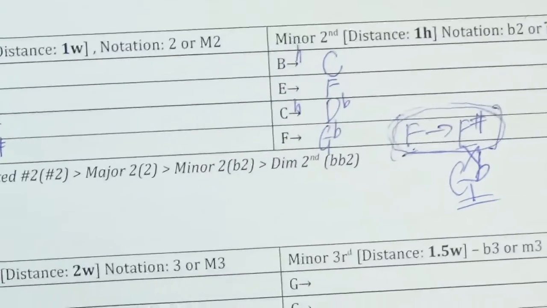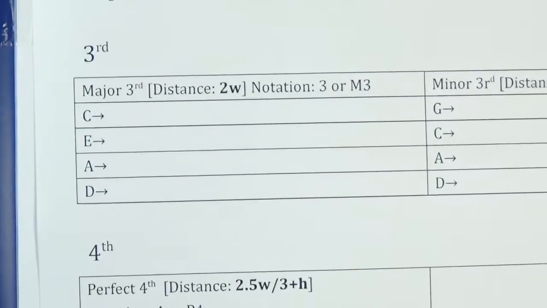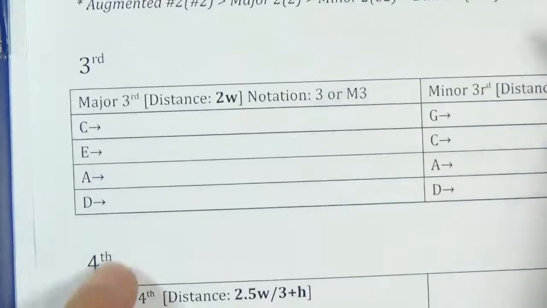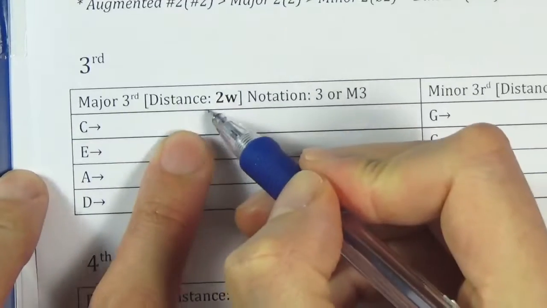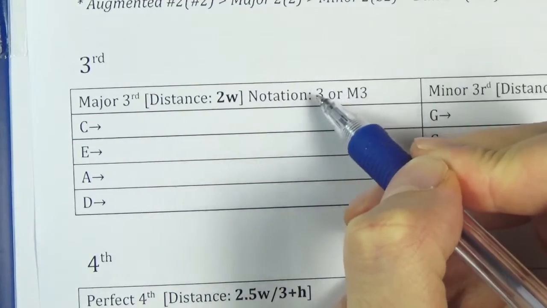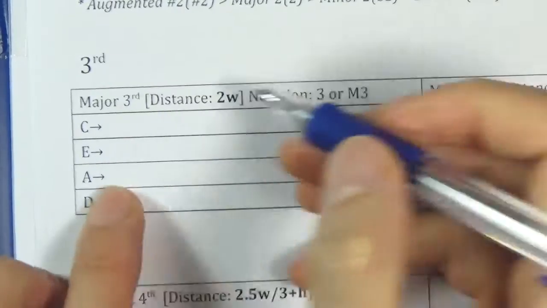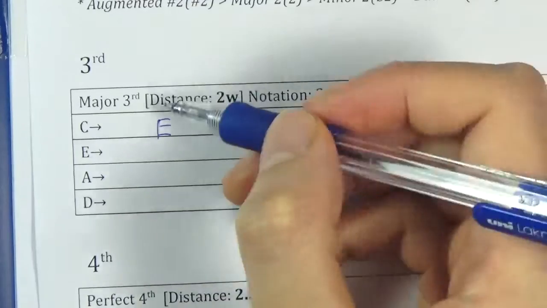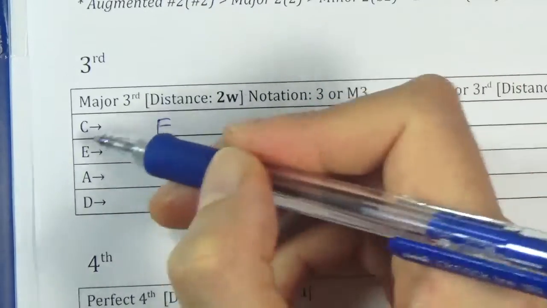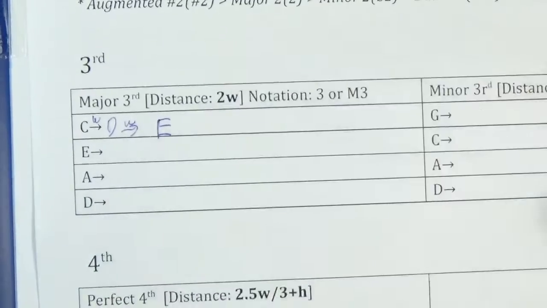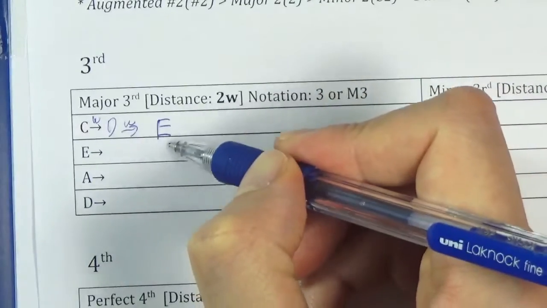Let's do one more. Let's review major third as well. Probably I will have to break this down into two or three videos. Okay, major third. The distance is two whole steps apart. Notation-wise, just put down a 3 or a capital M3. C, D, E: three fingers. Then I would check the interval here. C to D is a whole step, D to E is a whole step, so two whole steps. We're good.